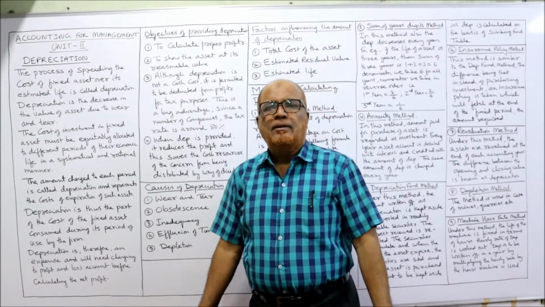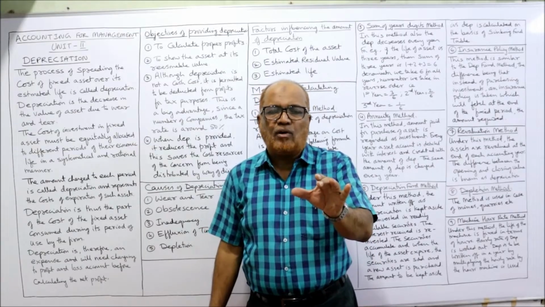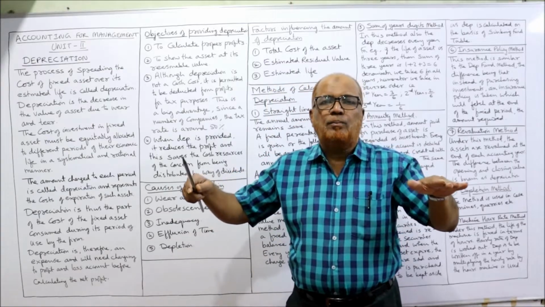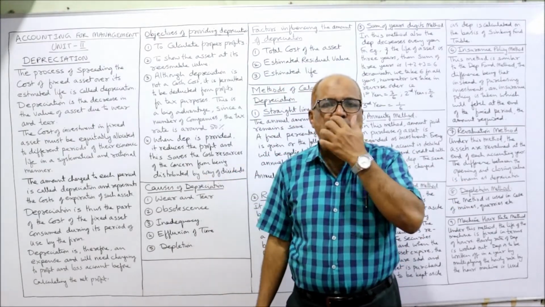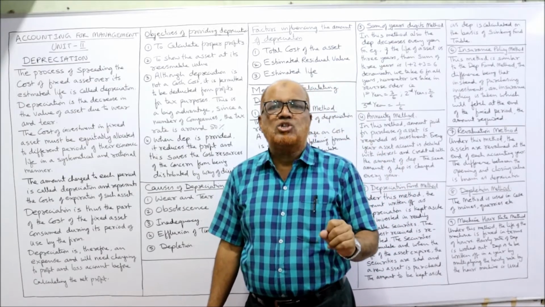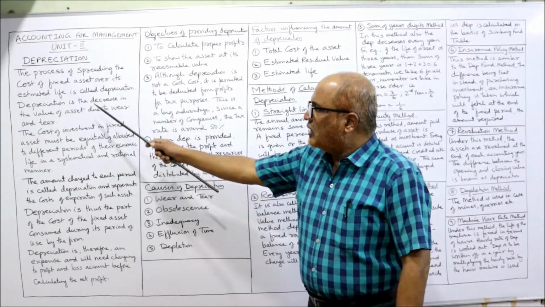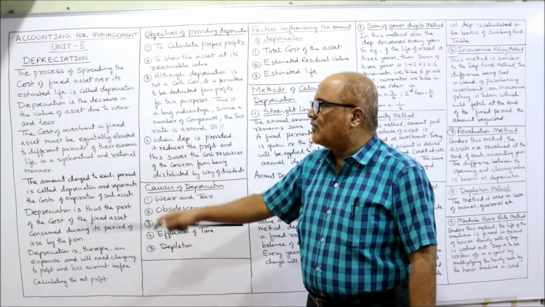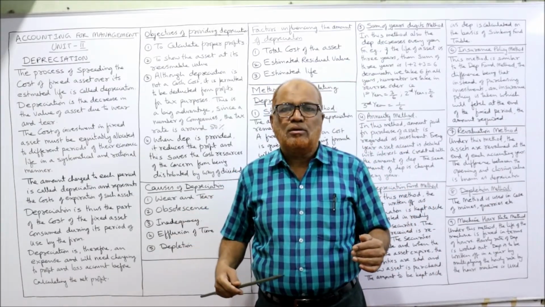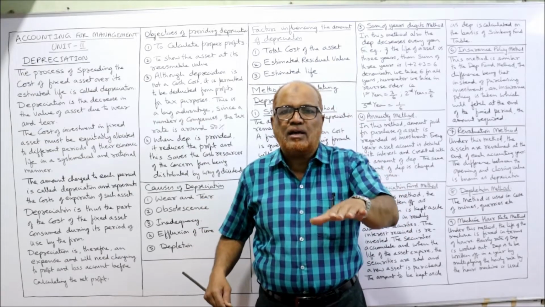For example, the machine costs rupees 1 lakh and the estimated life of the machine is 10 years. So we have to spread 1 lakh rupees over a period of 10 years. So every year a part of 1 lakh will be known as depreciation and will be a charge against profits. Now, depreciation is a decrease in the value of the asset due to wear and tear. Wear and tear means usage. When we use any asset, its value will decrease.